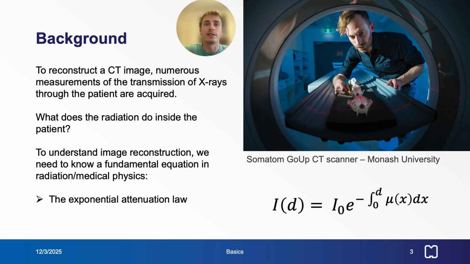To reconstruct a CT image, we measure the transmission of X-rays through the patient at many different angles. But what does the radiation do inside the patient? Well, to understand image reconstruction in CT, we first need to know one of the most famous equations in radiation and medical physics, the exponential attenuation law.